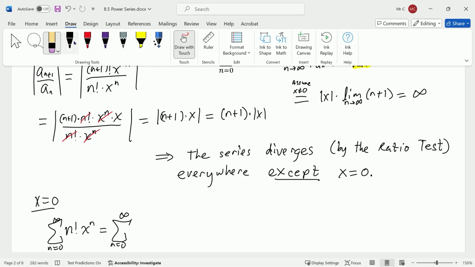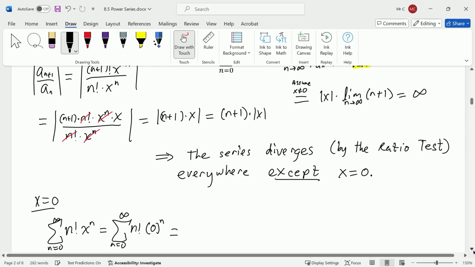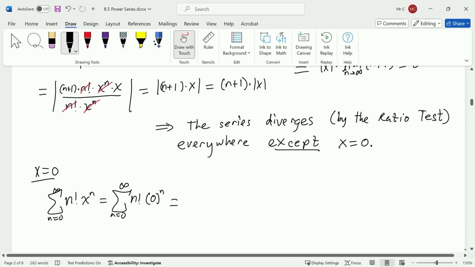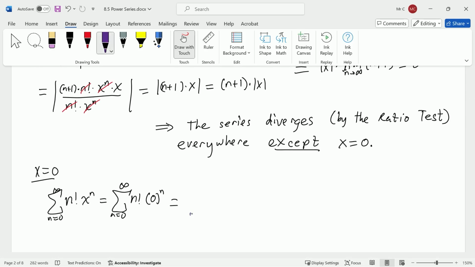Though I actually should be a little bit more specific. It'll be n factorial times 0 to the nth power. And this will be 0 everywhere except for the n equals 0 term. So when n equals 0, we get 0 factorial times 0 to the 0 power, plus n equals 1, which should be 1 factorial times 0 to the first power, plus and so on.